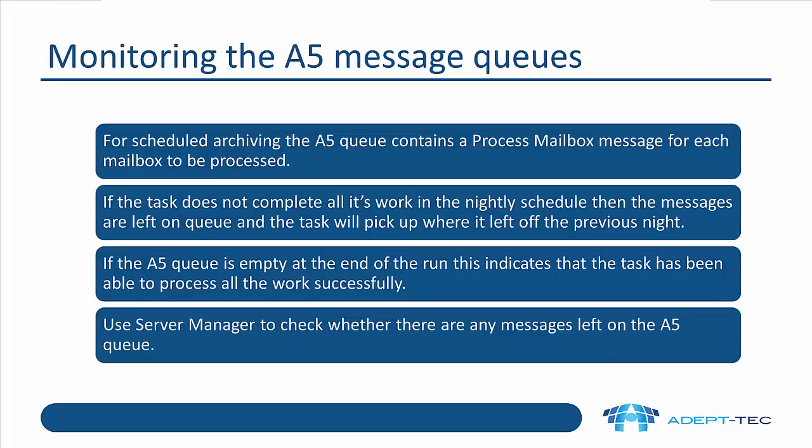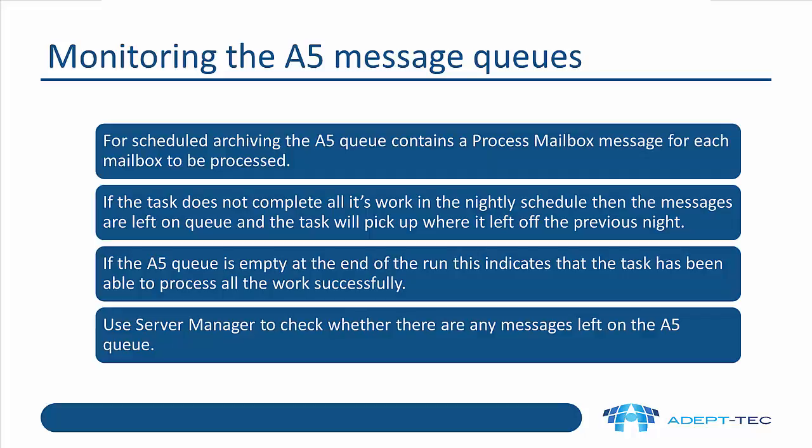It's a good idea to also regularly monitor the A5 message queues. For scheduled archiving, the A5 queue contains a process mailbox message for each mailbox to be processed. If the task doesn't complete all its work in the nightly schedule, then the messages are left on the queue and the task will pick up where it left off the previous night. If the A5 queue is empty at the end of the run, this is a good indication that the task is able to process all its work successfully. And it's important to regularly check whether there are messages building up on the A5 queue, and I'll show you this in the demonstration.